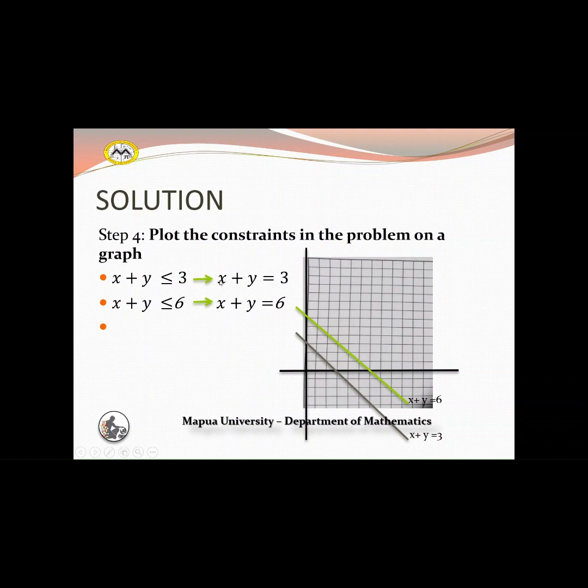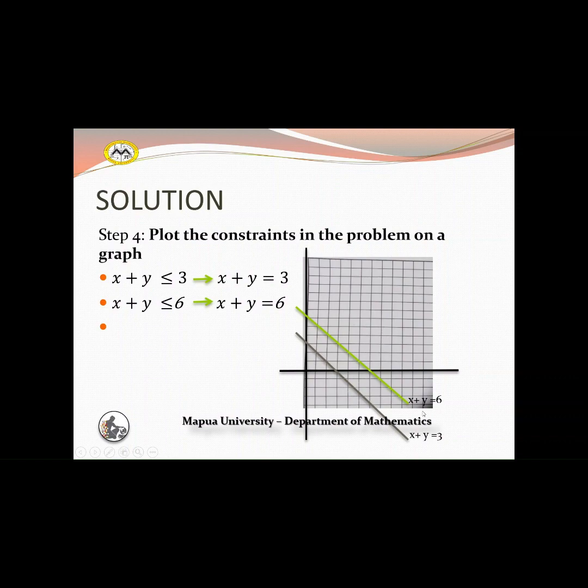So we plot or sketch these lines by getting the x and y intercepts. We can sketch the line x plus y equal to 3: when x is 0, y is 3, and when y is 0, x is 3. So this is our line x plus y equal to 3. And for the line x plus y equal to 6, the x-intercept is (6, 0) and the y-intercept is (0, 6). Connecting these two points, we have the line x plus y equal to 6.